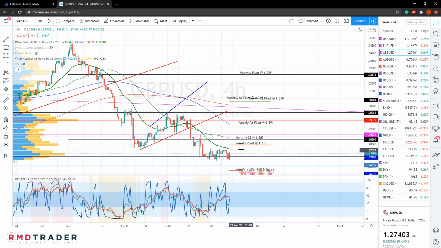So when price moves back into this area, it's likely to find some resistance, and from there it can either correct back down, meaning price will move lower, or if we close above this and also above this 50 SMA on the 4-hour, it's possible that price will move higher towards this weekly R1 pivot at 1.291, and this will then also reverse price higher to see that trend reverse back to a more bullish standpoint.